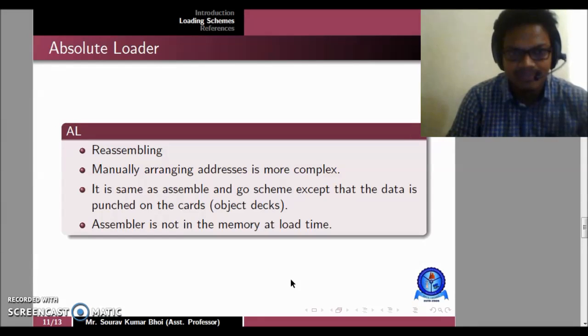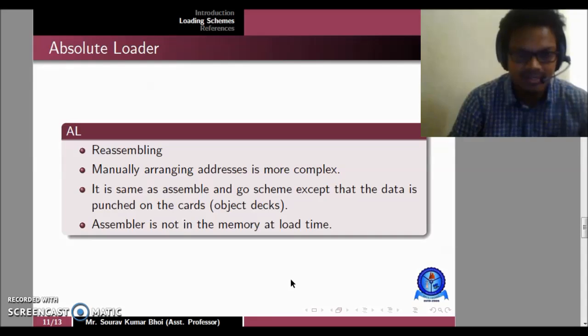Absolute loader. So what is an absolute loader? Absolute loader means reassembling; manually arranging addresses is more complex. It is the same as the assemble and go scheme, except that the data is punched on cards. The assembler is not in the memory at the load time. So the main function is to reassemble.